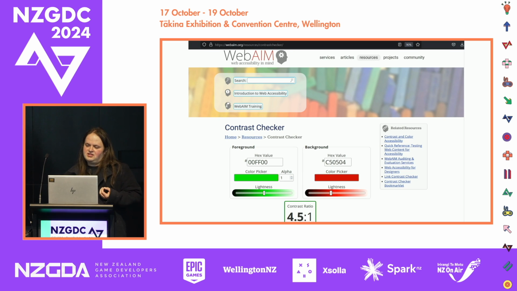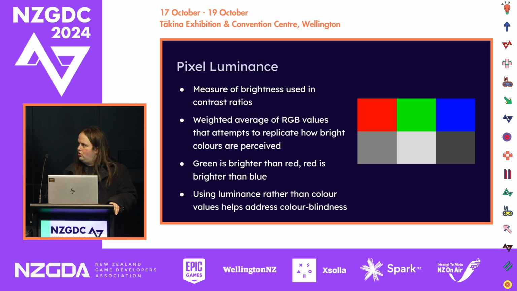So for a basic summary of color contrasts, aim to have your text and backgrounds have a contrast ratio of at least 4.5, and there are a lot of free tools that you can use to check your contrast ratios. To dive a bit deeper into how contrast is calculated, I'm going to talk a bit about pixel luminance. You probably don't need to know this, but it's useful background context to have.